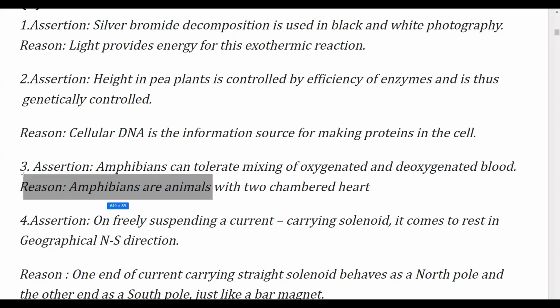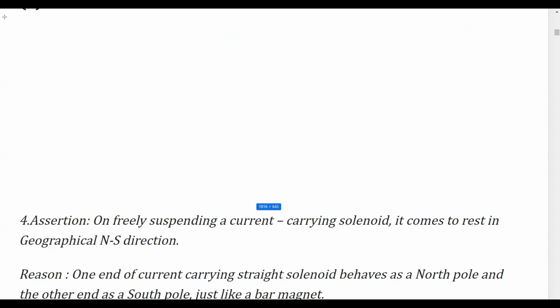Now, the reason says that these animals have a two-chambered heart. That's wrong, right? They have a three-chambered heart and not a two-chambered heart. So there is an incomplete double circulation. They don't have a two-chambered heart. So the reason is wrong here. A two-chambered heart is found in fishes.